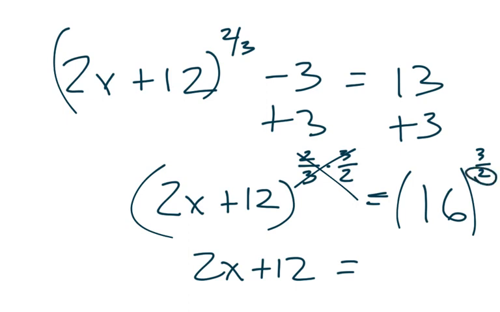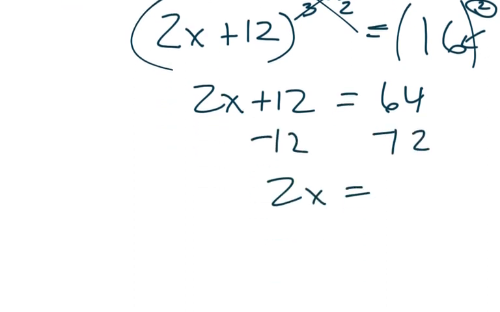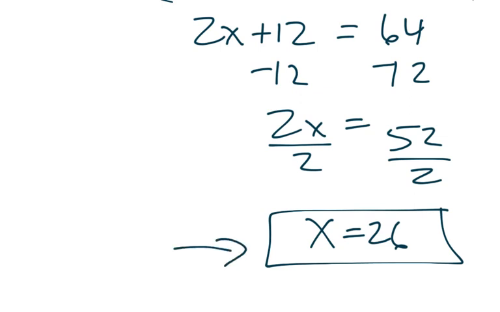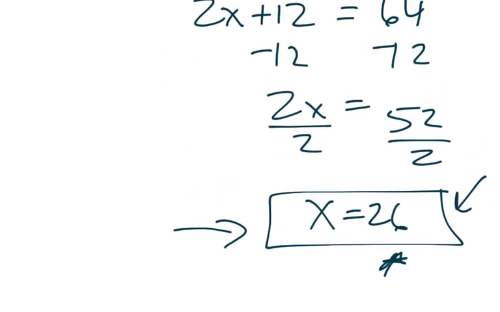Oh, by the way, do you know what the square root of 16 is? That's 4. What's 4 cubed? That's 64. And now we've got 2 steps left. Subtract 12. That's 52. Divide by 2. That's 26. Do we have to check this answer out to see if it's extraneous? Yes, we do. Okay? And we'll go up there. Usually when you're getting one answer, you're okay. It's when you start to get more than one that you got to be worried.